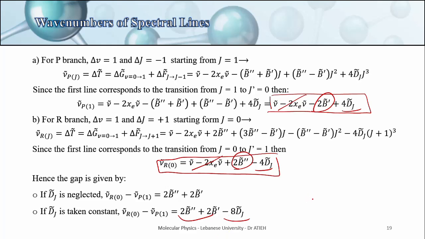Also remember that when we assumed that B prime and B double prime are the same, so if B prime is equal to B double prime is equal to B, we end up with 4B minus 8D, which is the same result that we found when we assumed that there is no variation of B from one vibrational level to the other.